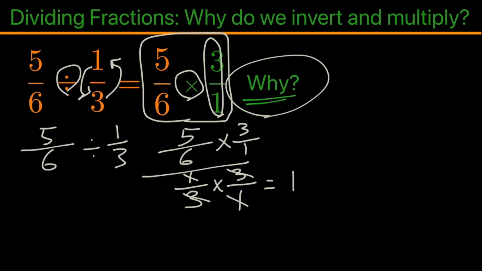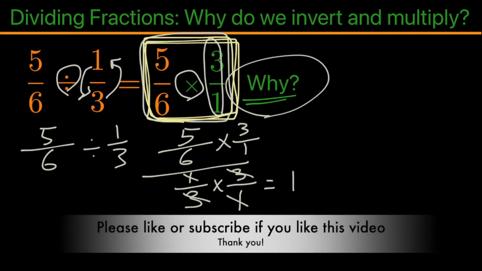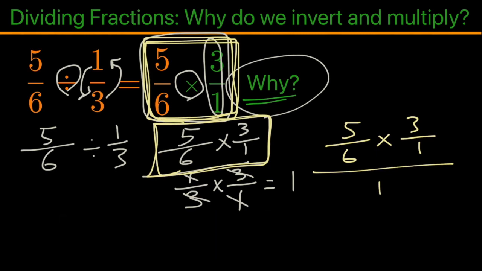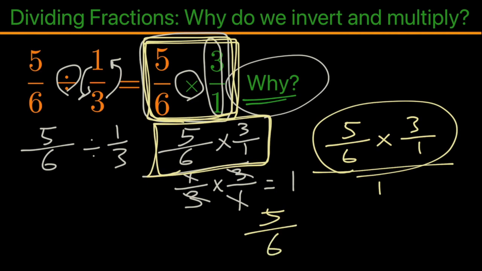So now I think you can start seeing the picture. We have 5 over 6 times 3 over 1. Doesn't that look like what we have up here? So if you want to rewrite this, it will be 5 over 6 times 3 over 1, all over 1. Any number over 1 is itself. So this would become 5 over 6 times 3 over 1. So that's why every time we divide a fraction, we end up just inverting and multiplying. But most teachers or educators don't really explain why. They just tell you that's how you do it. And so this video explains why we do it.